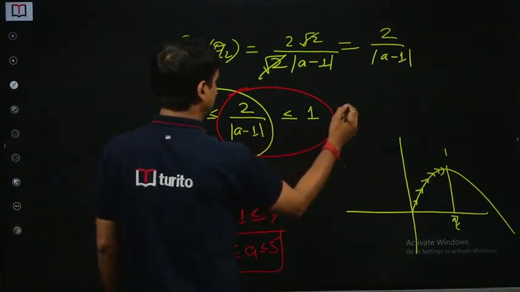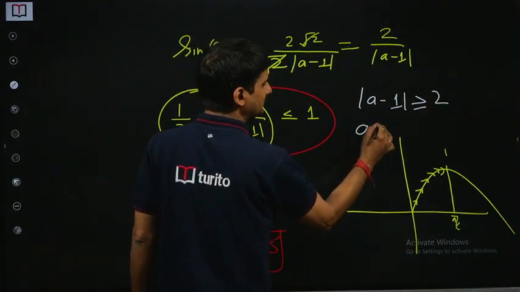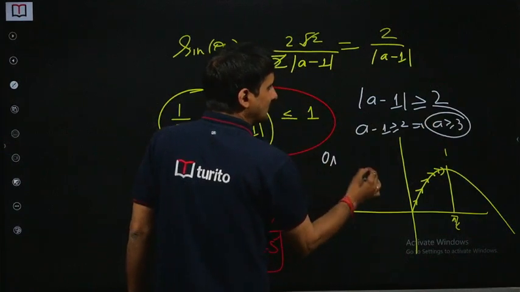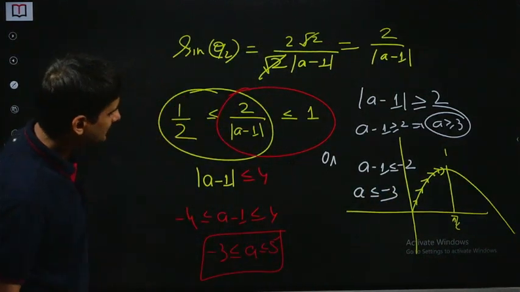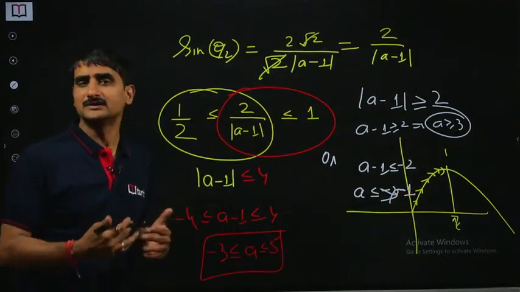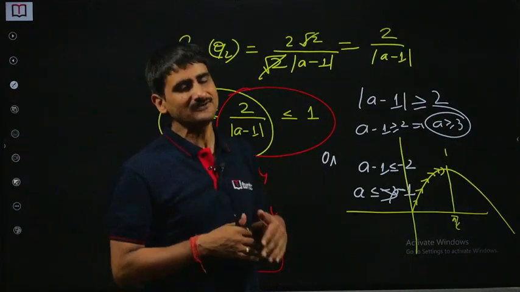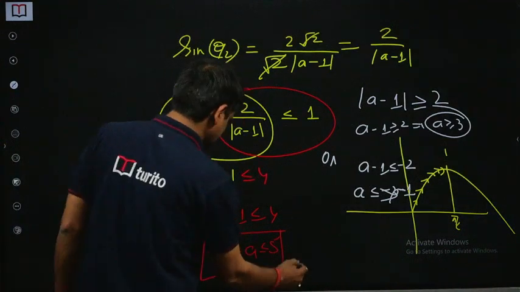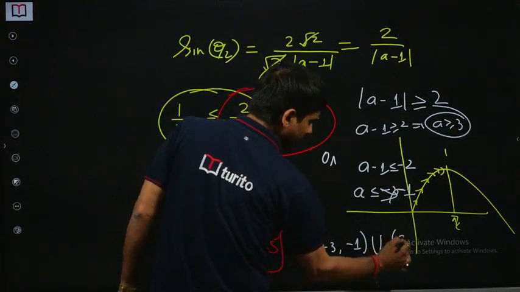Now solve this one. That gives us mod of a minus 1 is greater than or equal to 2. In that case, either a minus 1 is greater than or equal to 2, so a is greater than or equal to 3, or a minus 1 is less than or equal to minus 2, so a is less than or equal to minus 1. Now we have to take the intersection, because this is the AND situation: it lies between half and 1, greater than or equal to half and less than or equal to 1. So the AND condition leads to intersection. When you take the intersection, it will be minus 3 to minus 1 union 3 to 5.